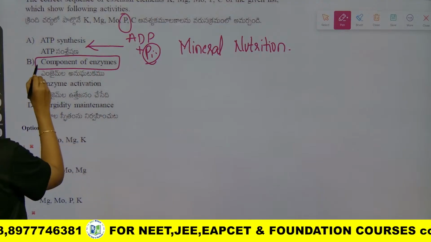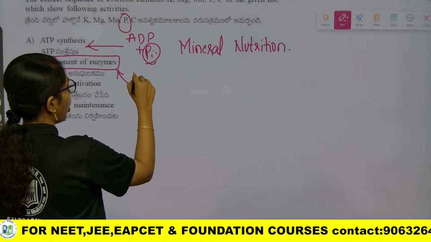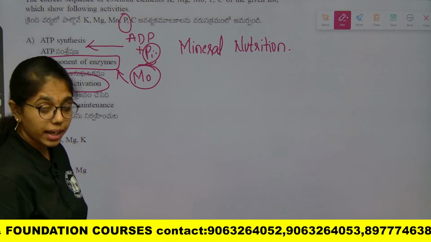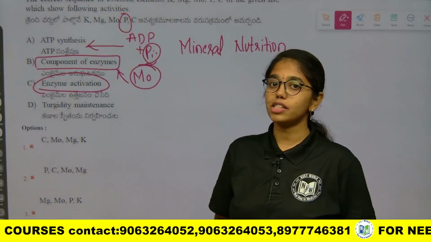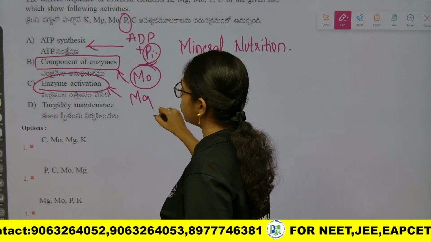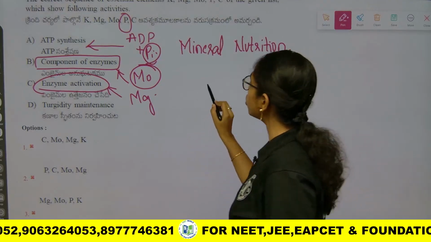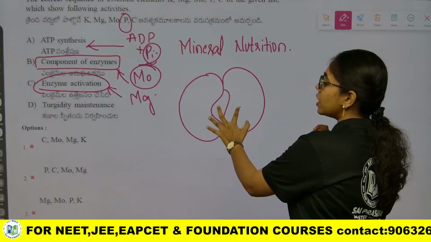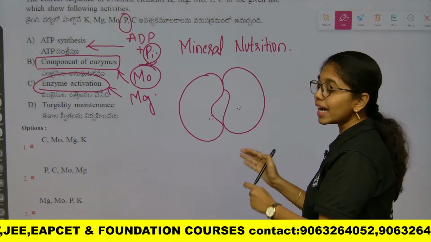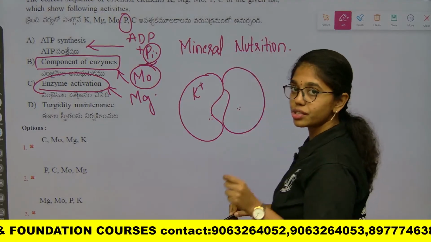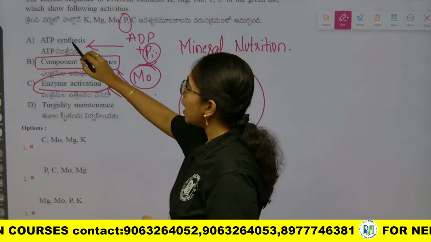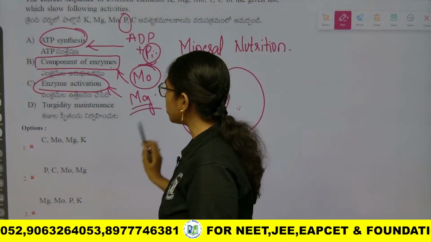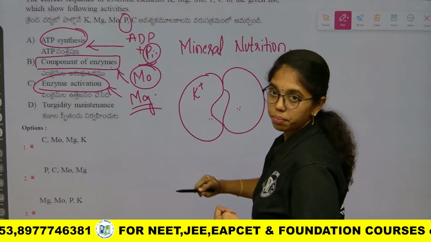Second, component of enzymes. Molybdenum is one of the components of enzymes. Enzyme activation: most of the enzymes are activated by magnesium, like DNA polymerase, RNA polymerase, topoisomerases, those are being activated by the magnesium. And turgidity maintenance: in stomatal cells, stomatal opening and closing is modulated by guard cells. In guard cells, based on the turgidity, opening and closing of the stomata will happen, and that turgidity is maintained by potassium ion concentration inside the guard cells. So, here what options we have to choose: ATP synthesis is related to phosphate, component of enzymes is related with molybdenum, enzyme activation by magnesium, turgidity maintenance by potassium. Clear, right? Next.